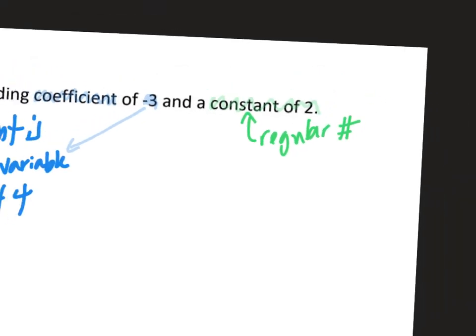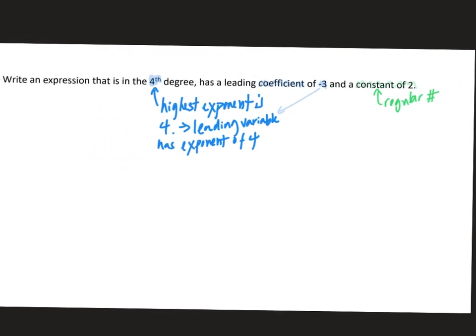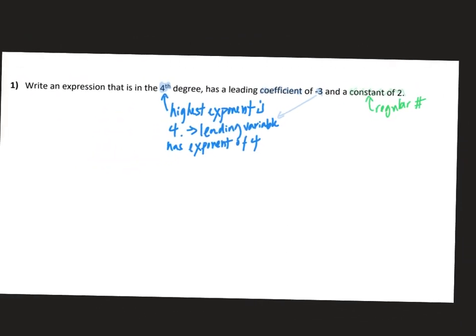Okay, so let's actually write an expression. You do not have to write this exact expression, but when you're making your expression, it should look something similar to this. So I know that my leading coefficient is going to be -3. So let me just write -3. And that's going to be the leading coefficient for my leading variable, which should have an exponent of 4, since my expression is in the fourth degree. And then I have a constant of 2. So I know that I'm going to have +2. So that's one example of what your answer can look like.